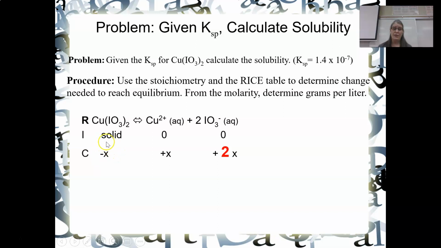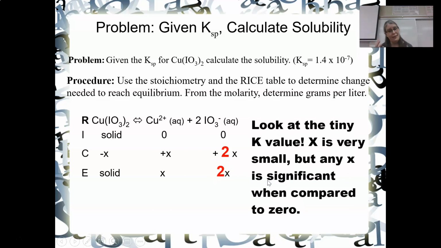So a little of that solid would dissociate. That would make some product. So it would make, say, X of the copper, but it would make 2X of the iodate. Because remember, we get twice as many iodate ions as we do copper because of the formula of the salt. So at equilibrium, I still don't really care about the solid because it's not in the K expression. I would have X of the copper ion and 2X of the iodate.